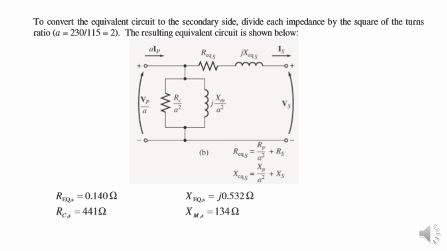The Req we found previously, divided by A squared, is equal to 0.140. The Xeq divided by A squared gives us Xeq referred to the secondary side, which is j 0.532 ohms. Rc divided by A squared, which is 2 squared, gives Rc referred to the secondary side equal to 441 ohms. Xm divided by A squared gives Xm referred to the secondary as 134 ohms. So now we have Rc over A squared, Xm over A squared, Req s, jXeq s, and the input side voltage will change to VP over A.